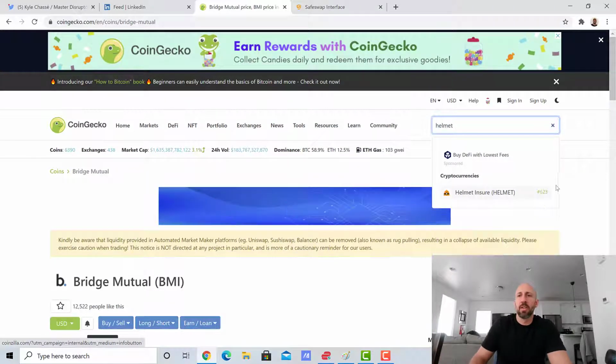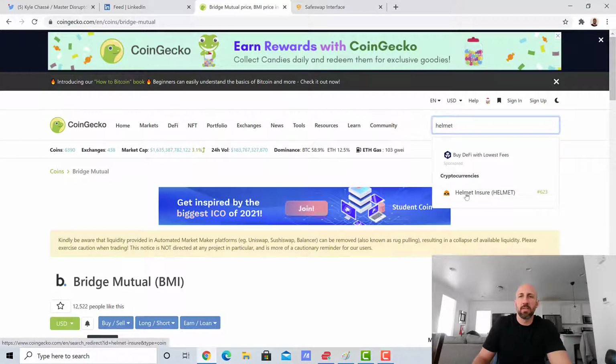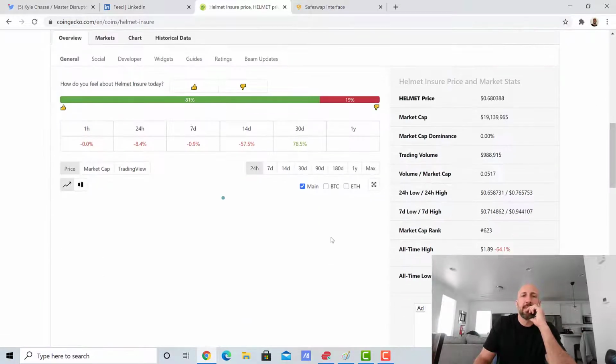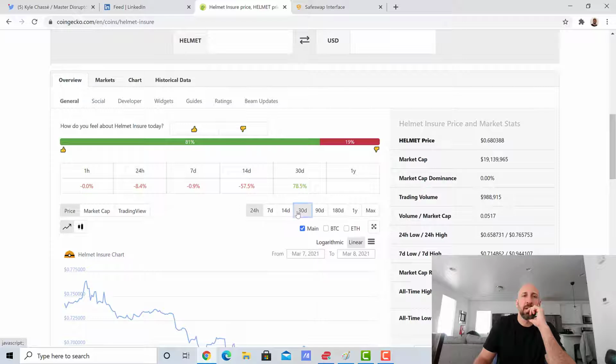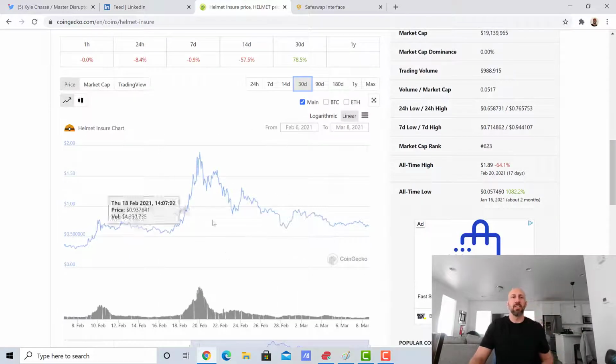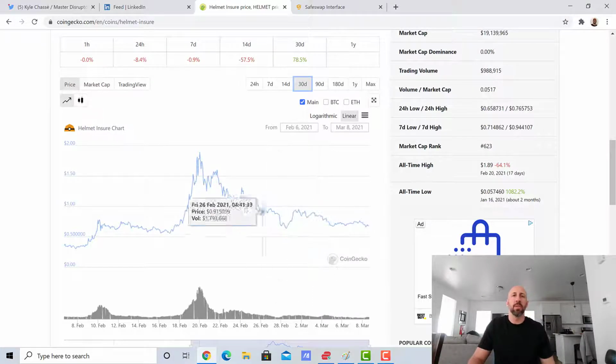Helmet, another one. There are good ones out there that I'm going to miss just because I'm not thinking of them right now, but this one, Helmet, on Binance Smart Chain. There's another big one. I wish I could think of it. Looks like it's kind of settling off and holding support here.